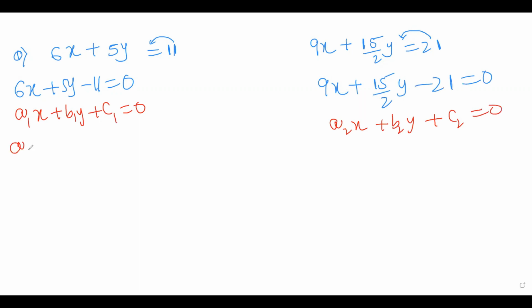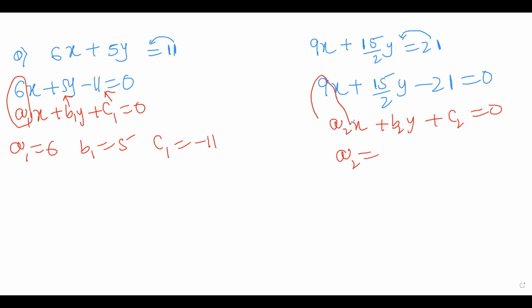Now write down: a1 value is 6, b1 value is 5, c1 is minus 11, a2 value is 9, b2 value is 15 by 2, and c2 is minus 21. Hope you understood this.